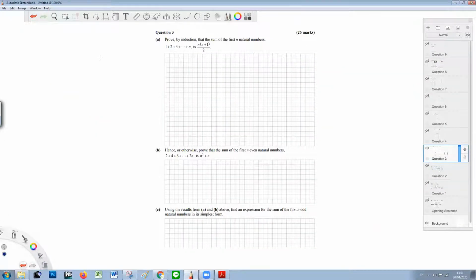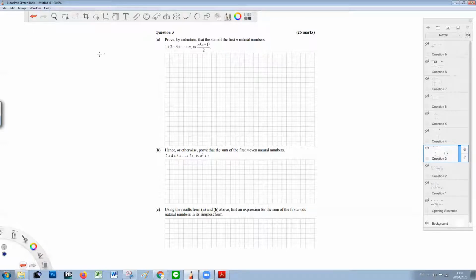So this is one of these proofs that you probably have come across in your studies. But we're asked here to prove by induction that the sum of the first n natural numbers, 1 plus 2 plus 3 plus and so on up to n, is n times n plus 1 over 2. So essentially we're saying that the sum of the numbers together, so 1 plus 2 plus 3, should equal 6. And this is the equation that you would get there.